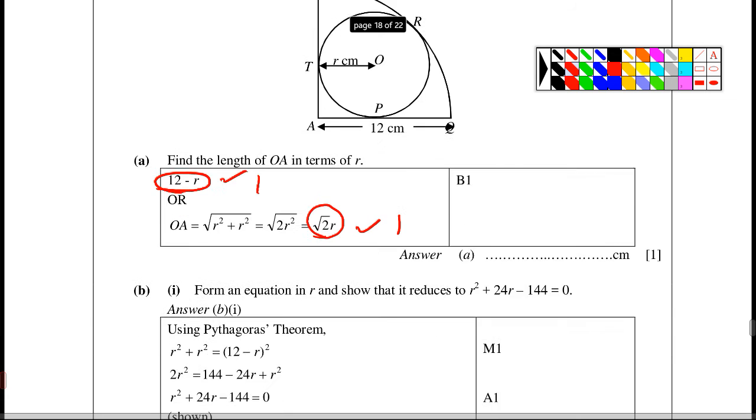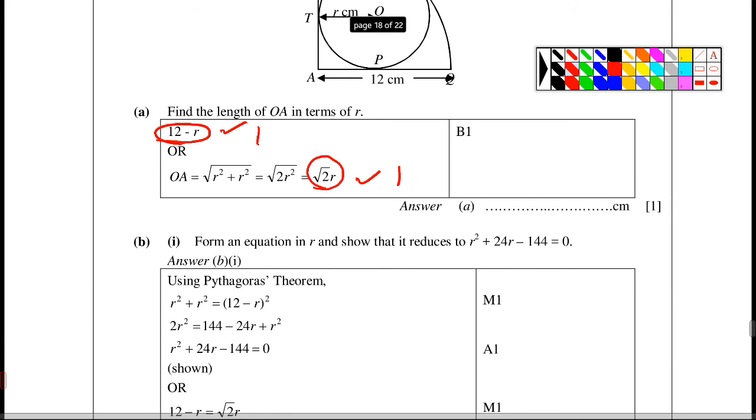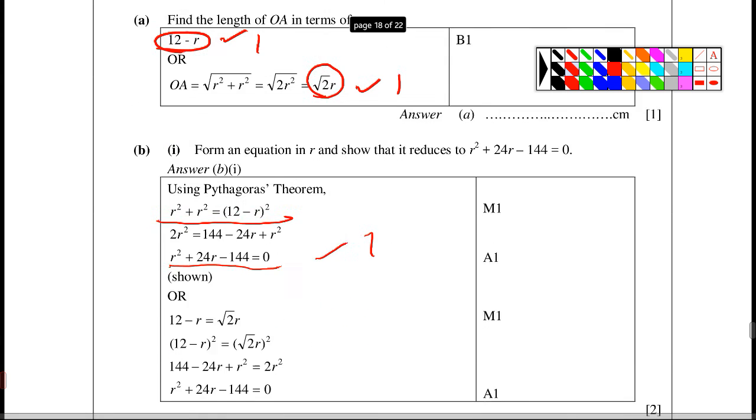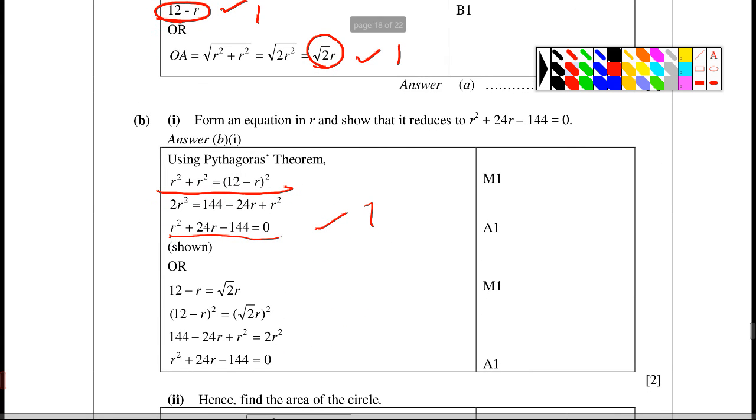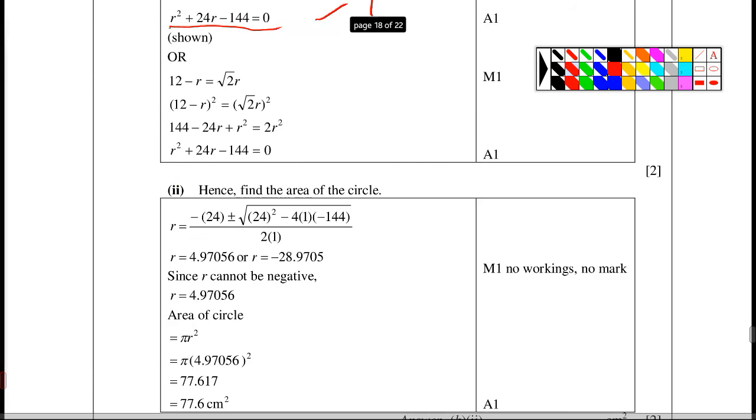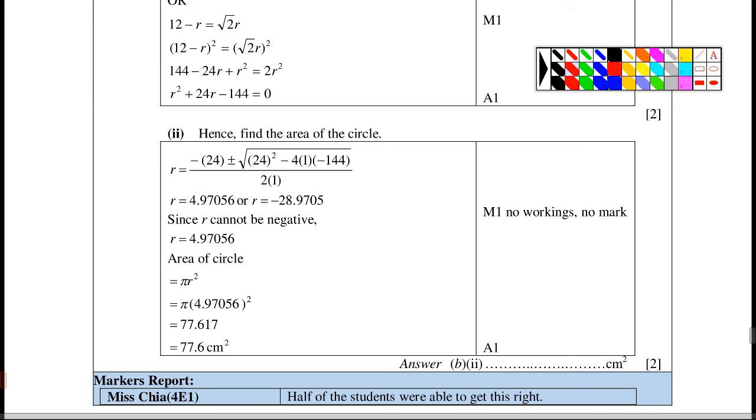Next one, using Pythagoras theorem, you write Pythagoras theorem, a square plus b square equals c square, that's 1 mark. Then you simplify is 1 mark. Or r square plus r square equals c square. You simplify, so this 1 mark, this 1 mark. Next is you solve, right? You solve for r.